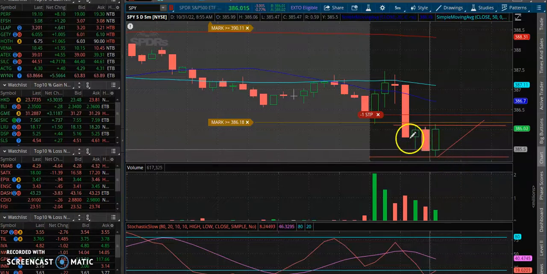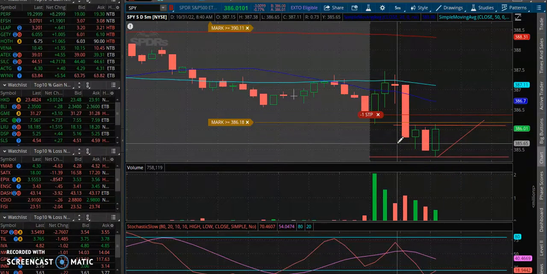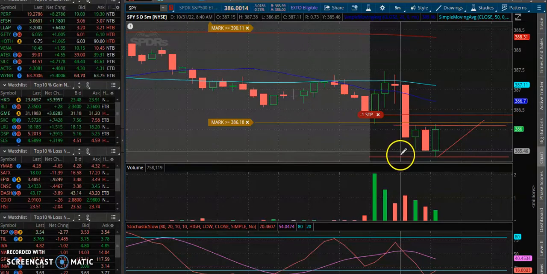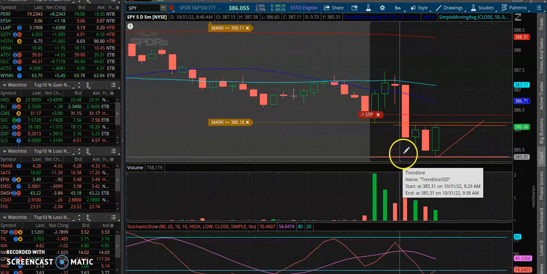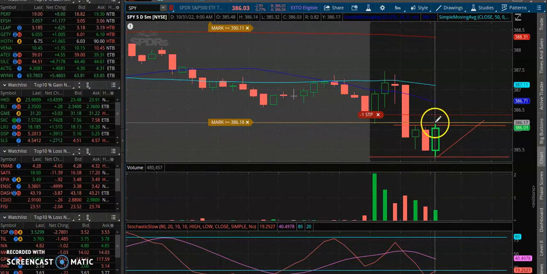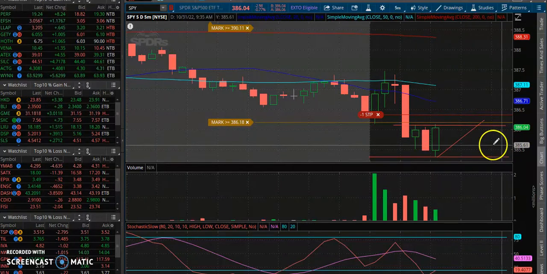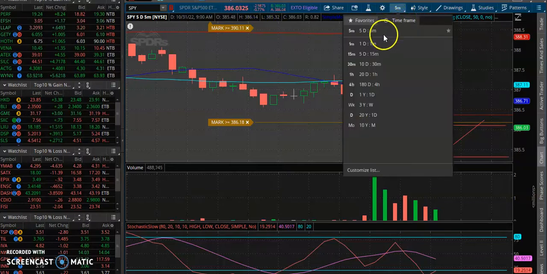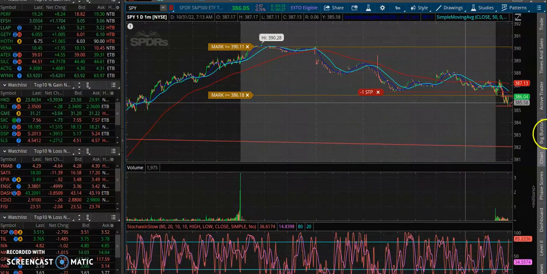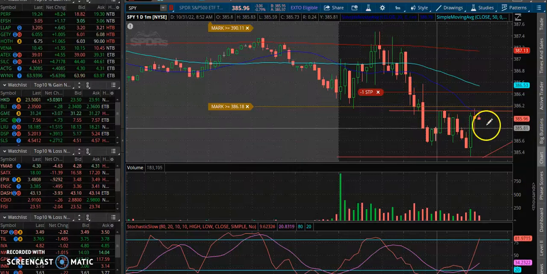Okay, so the best time to trade a range is when it's first being established. The bottom 385, we see 386, 385, 386. This range can go sideways for a long time. Let's break it down into the 1 minute. So even with the 1 minute, we see this.